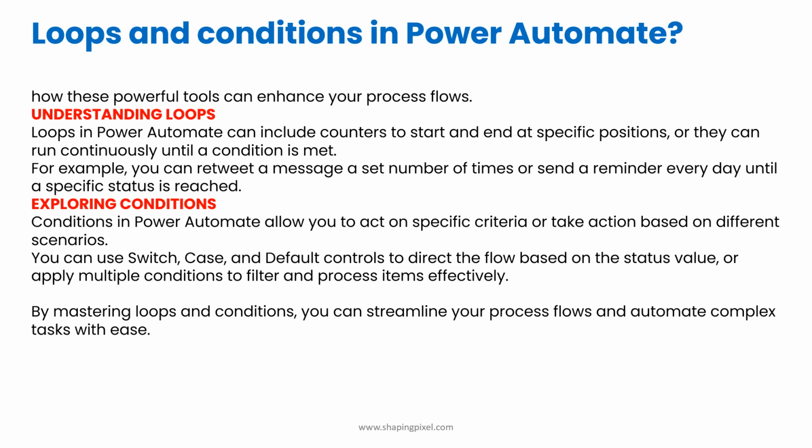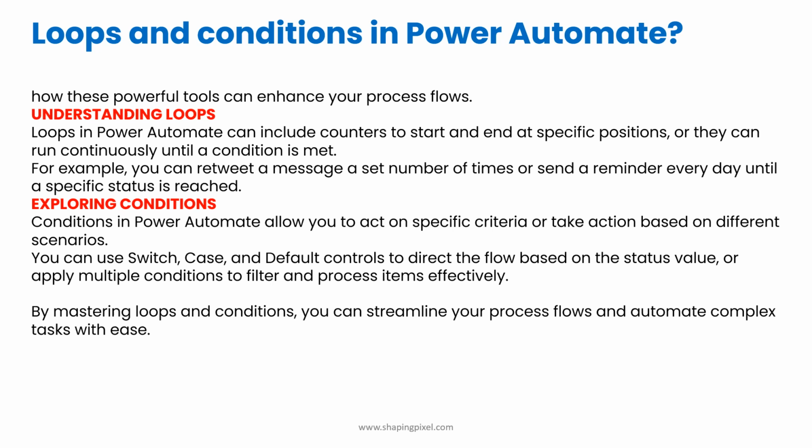So are you ready to master loops and conditions in Power Automate? Let's dive in and explore how these powerful tools can enhance your process flows. Understanding loops. Loops in Power Automate can include counters to start and end at specific positions, or they can run continuously until a condition is met. For example, you can retweet a message a set number of times or send a reminder every day until a specific status is reached.